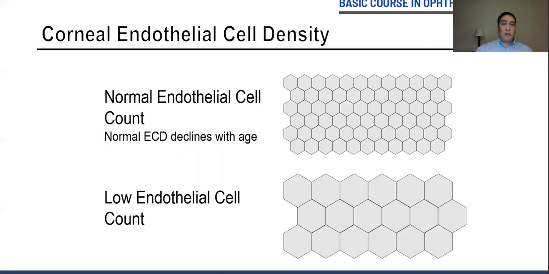So this is a normal endothelial cell count. If you look at the image on the right, you will see that your cells are hexagonal in shape. They're technically small, and they're compact altogether. A low endothelial cell count will cause your cells to become larger. The size of your cells tends to enlarge to cover the same space, because your endothelium has to cover the entire space of the cornea. So with lower counts, you will get larger cells.